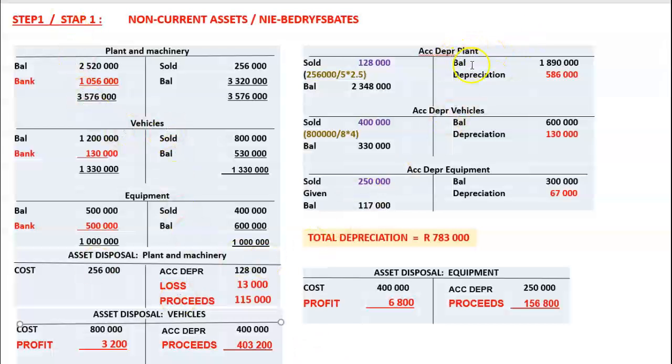So accumulated depreciation plant, 256,000 divided by 5 multiplied by 2.5, or just divided by 2, gives us 128,000, and you're going to drop that down to the asset disposal account. There it is, accumulated depreciation.